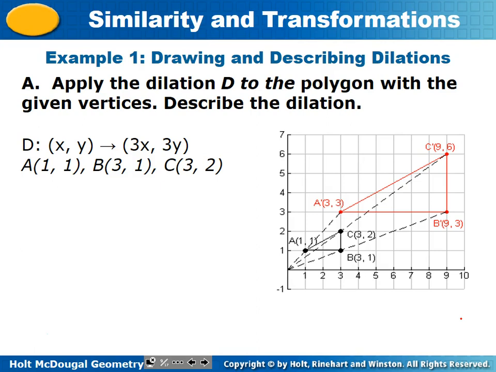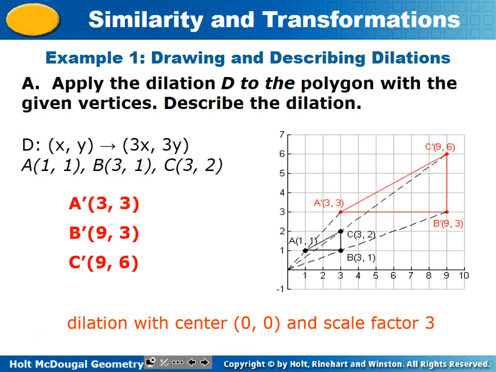So we're going to multiply (1, 1) by 3, that would get us (3, 3). We're going to multiply (3, 1) by 3, that would get us (9, 3). And we're going to multiply (3, 2) by 3, and that would get us (9, 6). So that's where our new points are here: (3, 3) for A prime, B prime is (9, 3), and C prime is (9, 6). Those are our new points.